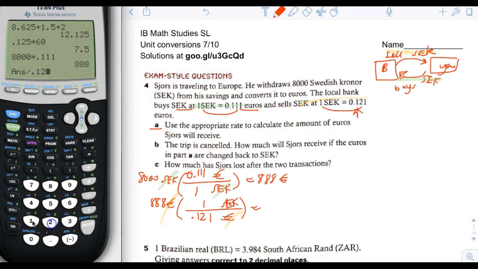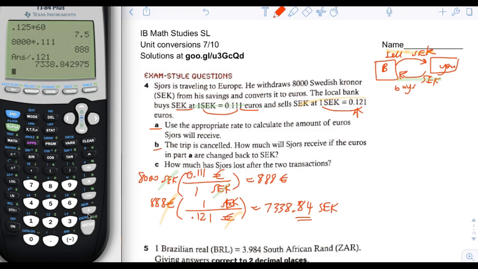So that'll be 888 divided by 1.121 euros, and that gives me 7338.84 kroners. So he started out with 8,000. He didn't spend any, he just exchanged it with the bank twice, and he ended up with much less, 7,338.84. Remember that whenever you do a financial problem, you should carry it out to 2 decimal places in case the units use cents, okay?